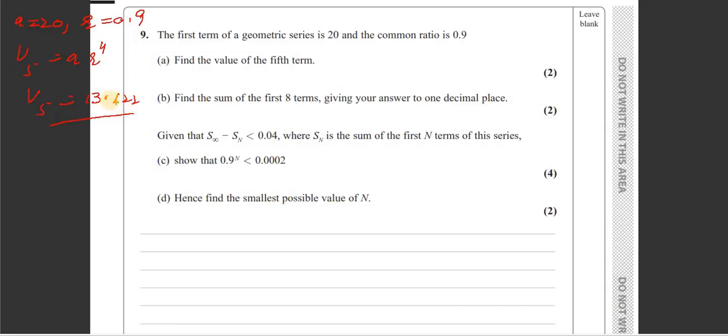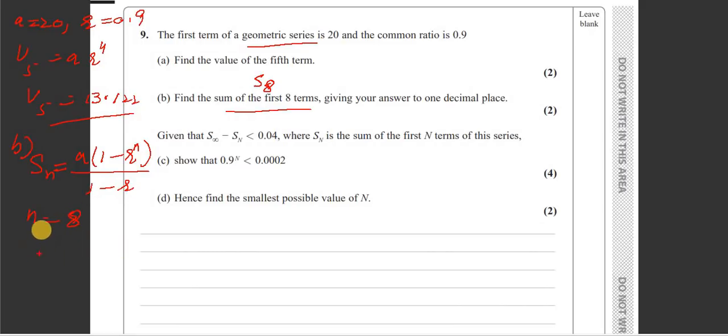Okay, this is u5. Now find the sum of the first 8 terms, giving your answer to one decimal place. Sum of 8 terms means you need to find S8, and it is all about geometric series. So this is part B. In a geometric series, the sum of n terms Sn is equal to A times (1 minus R to the power n) divided by 1 minus R. And they are asking about 8 terms. That means n is equal to 8.